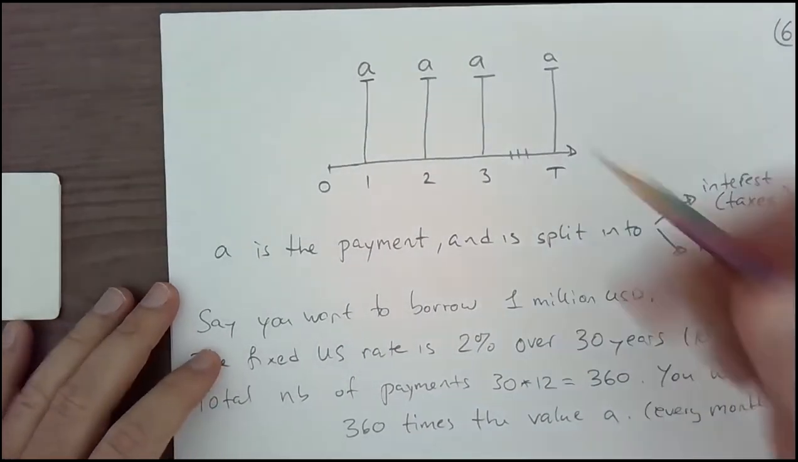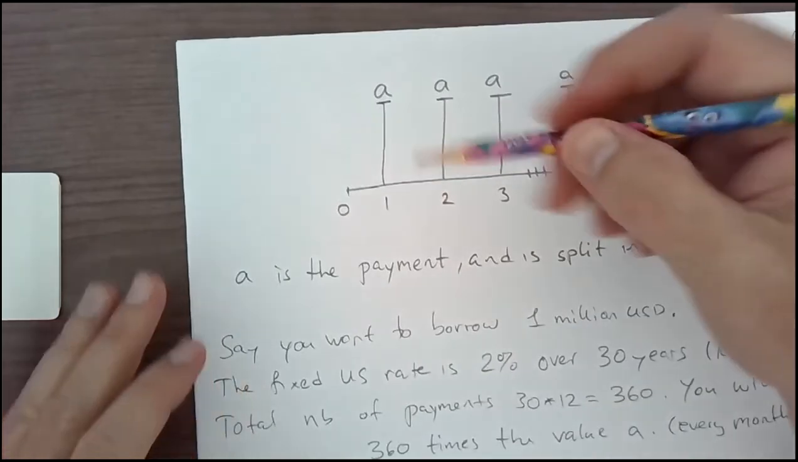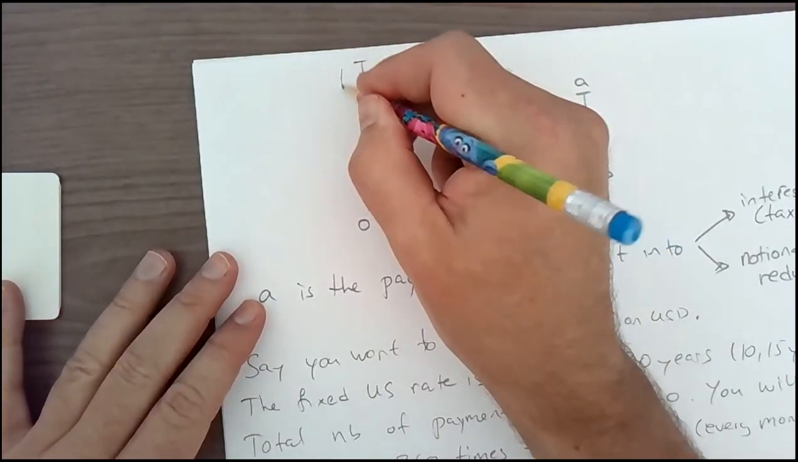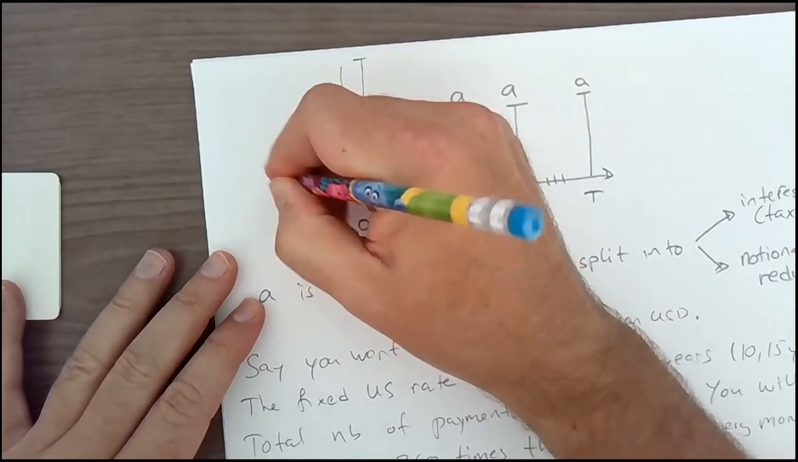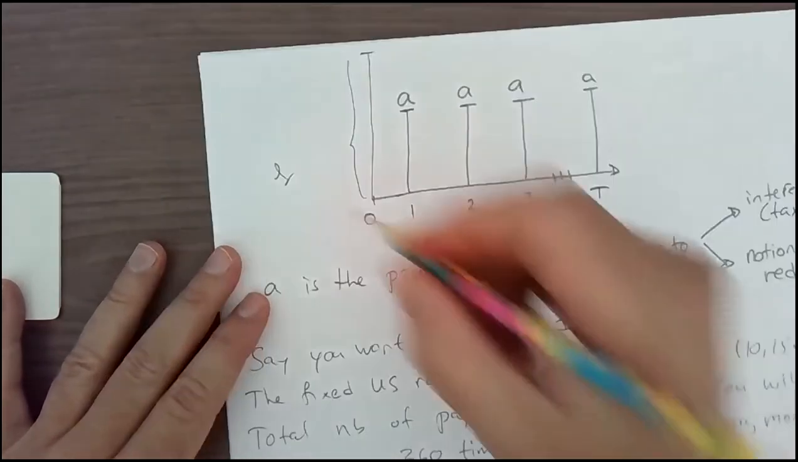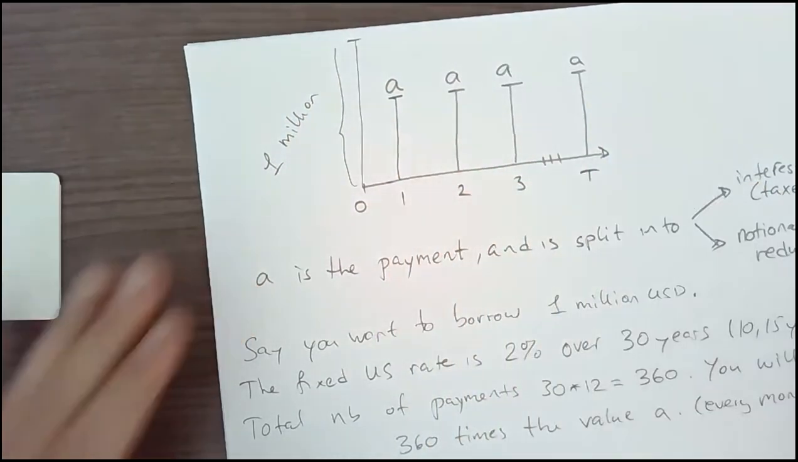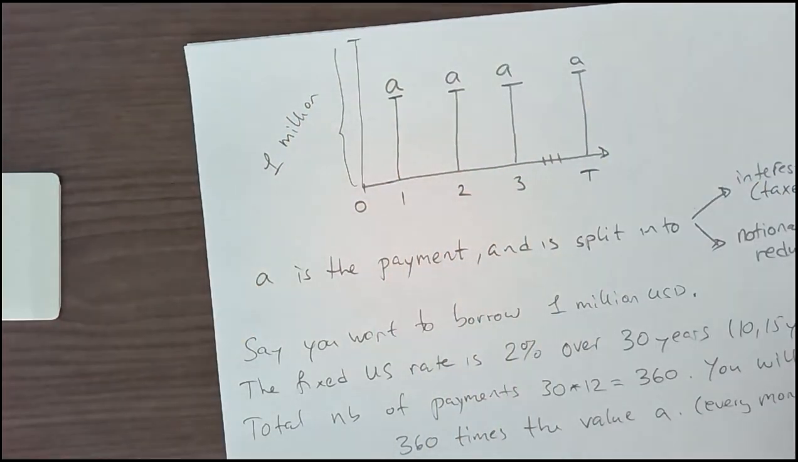So how much are you willing to pay? What you want is to get $1 million out here. So you want this thing here to be $1 million. That was the goal, right? This was $1 million. What should A be? Right, so let me show you how to do that.